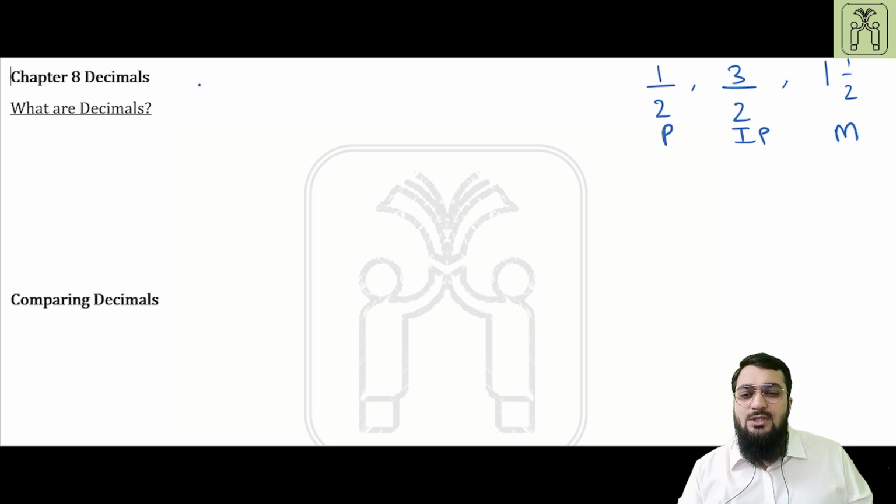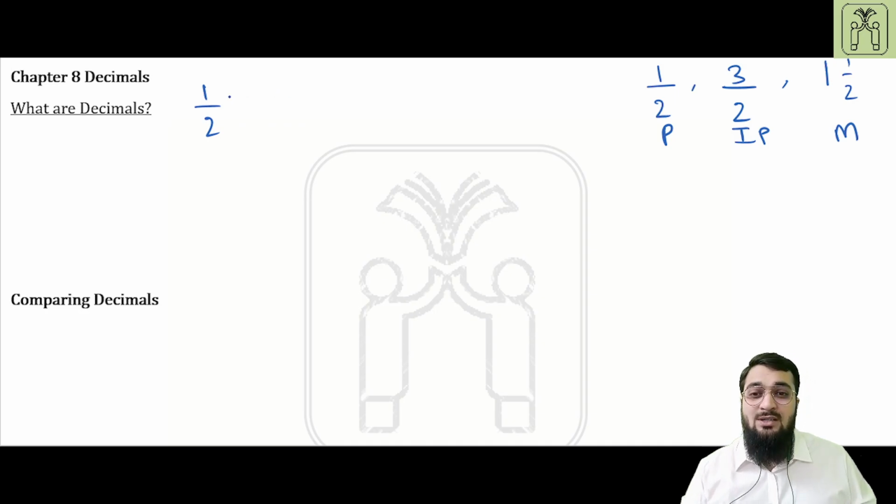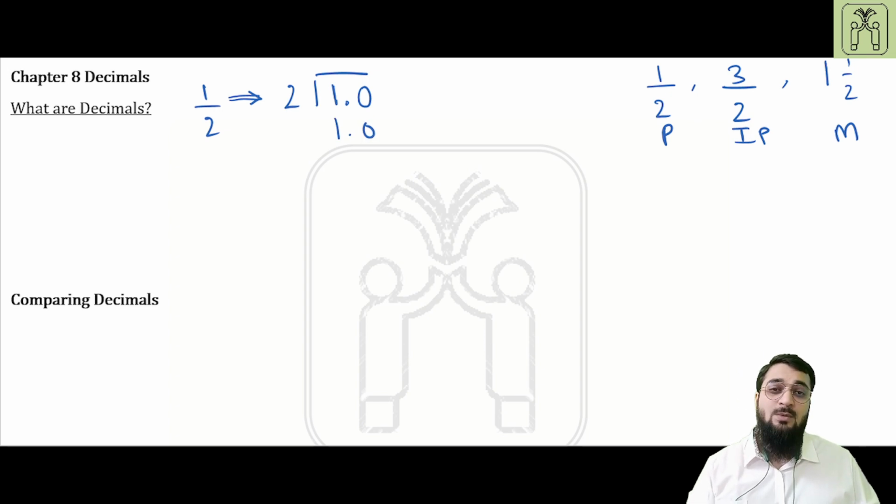So proper fraction 1 upon 2 can be written as what? Try dividing 1 by 2. Then you will understand in which other form it can be written. So 1 will be divided by 2, and you will see that 1 is not divisible by 2 as of now. So what we'll do is add a point and add a 0. After that, we'll bring both 1 and 0 together, because now 10 is divisible by 2. How many times? It is divisible 5 times.